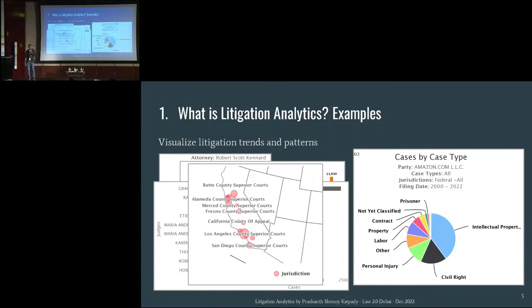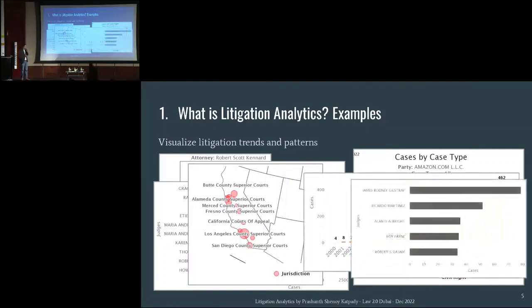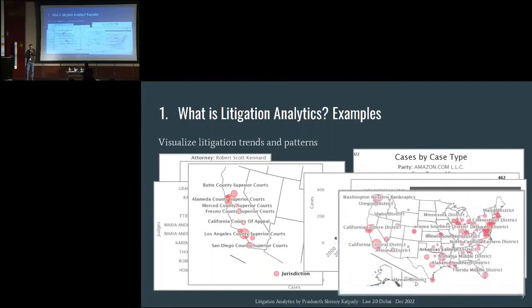The same litigation trends you can also see from a party perspective. Now, Amazon Inc. Here, you'll see that Amazon is involved primarily in intellectual property cases. The number of cases filed shows an upward trend. You can see the judges that have seen Amazon's cases, and the practice area, and the jurisdictions where Amazon is being sued or is filing a lawsuit. This is at the federal court level in the US. So you'll see the spread all across, with primarily the East Coast.